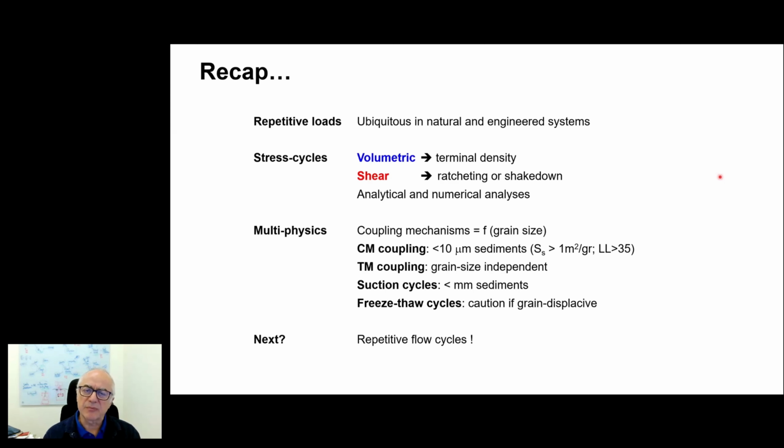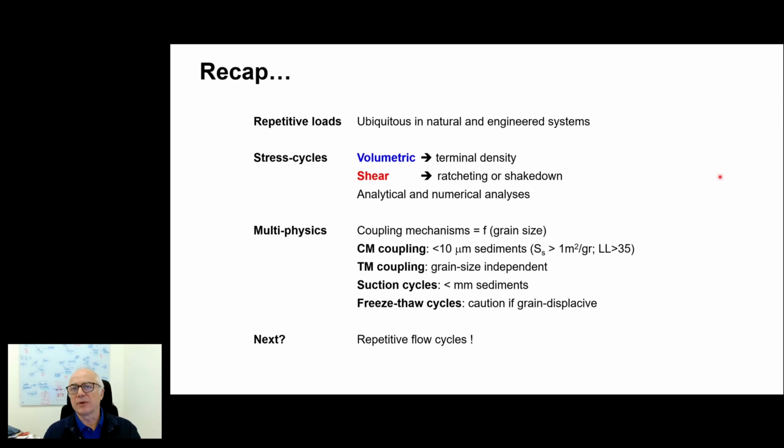Then we talked about the multiphysics type of repetitive loads, and we recognized that coupling mechanisms were intimately related to grain size in most cases. For example, in chemomechanical coupling, for grains that are micron and submicron, the clay materials. The thermomechanical coupling was surprisingly grain size independent, and we actually demonstrated the effects with big rock blocks.